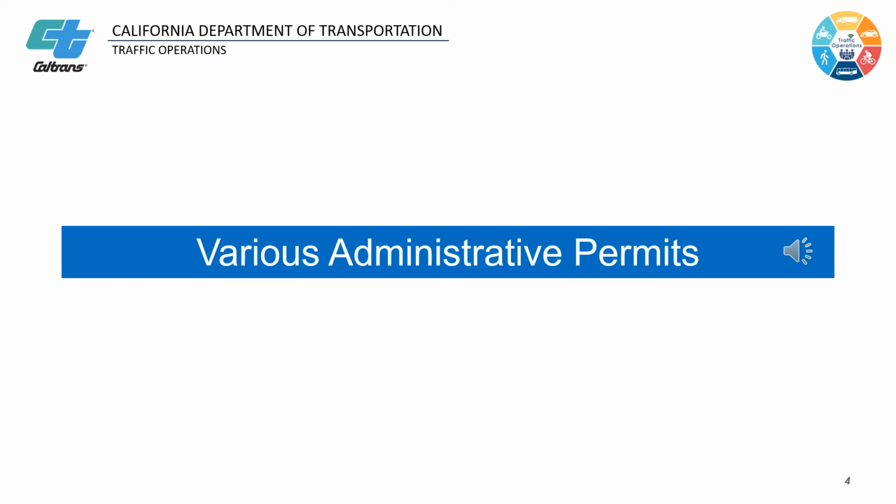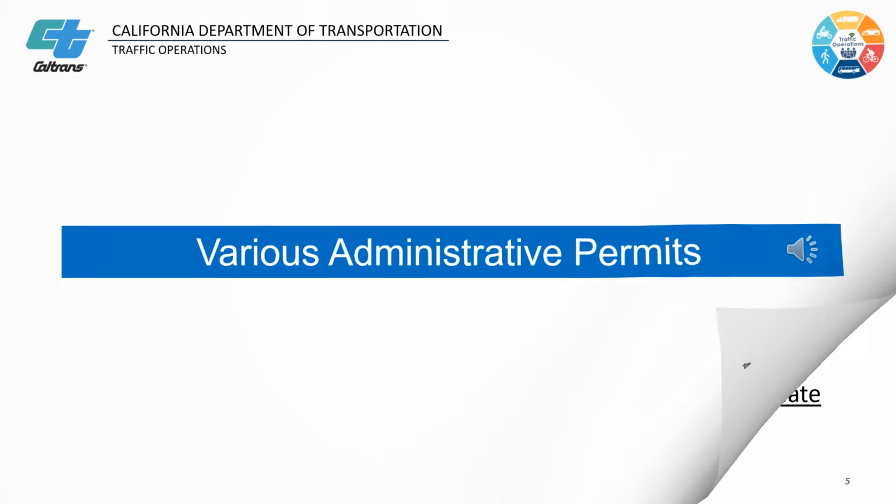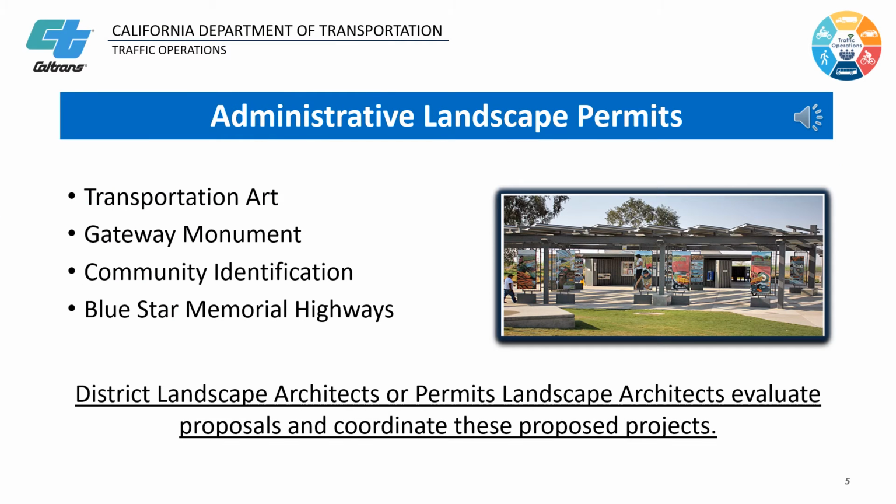There are many types of administrative encroachment permits. Let's go through the types that are covered in this eHow. The most popular landscape administrative permits are permits for transportation art, gateway monuments, community identification, and Blue Star Memorial highways. The district landscape architects or permits landscape architects evaluate proposals and coordinate these proposed activities.